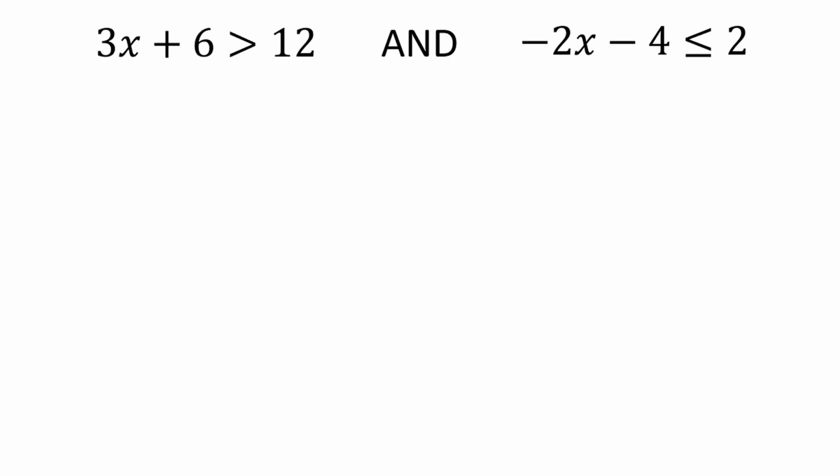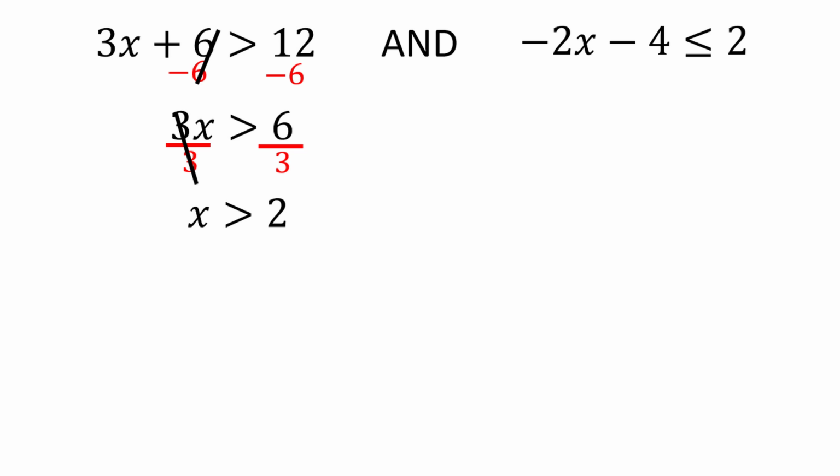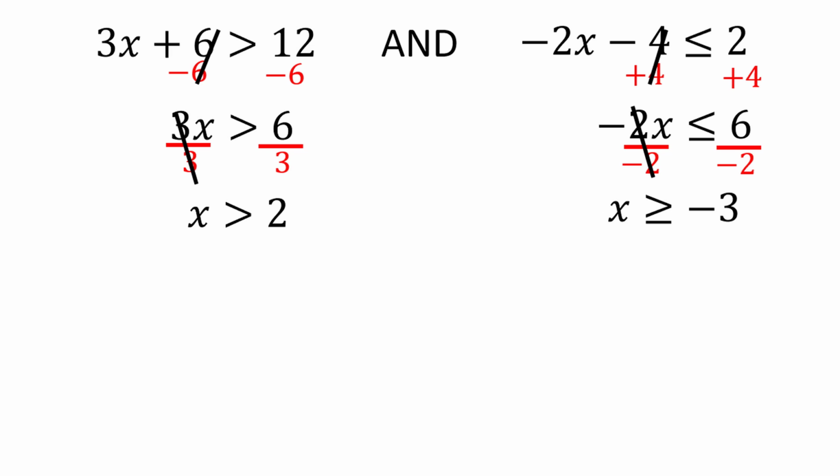Let's try this example. 3x plus 6 is greater than 12, and negative 2x minus 4 is less than or equal to 2. Just like before, let's solve each inequality individually for x. Subtracting 6 from both sides of the left inequality, we have 3x is greater than 6. Dividing by 3, we get x is greater than 2. Adding 4 to both sides of the right inequality, we have negative 2x is less than or equal to 6. Dividing by negative 2, we get x is greater than or equal to negative 3.